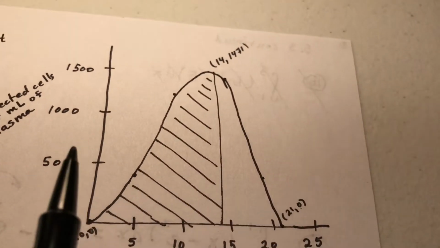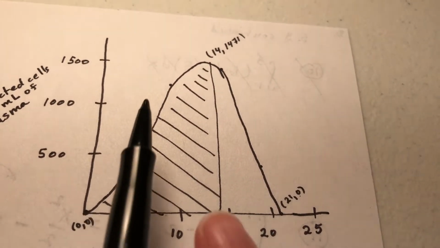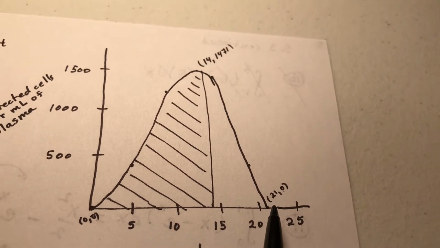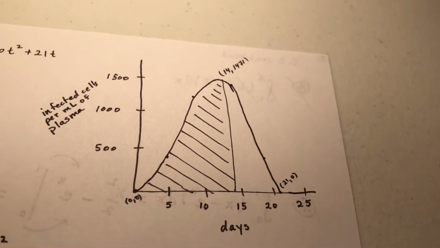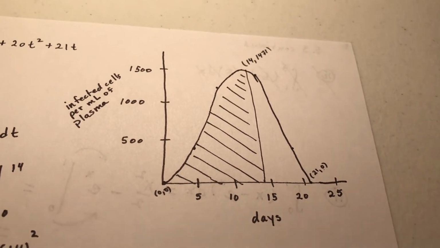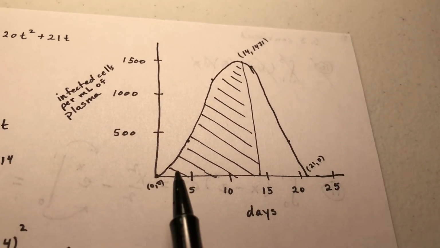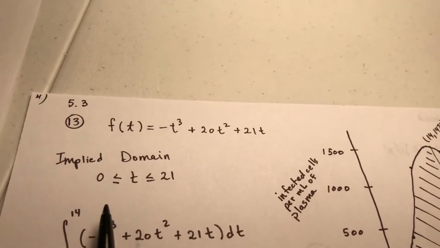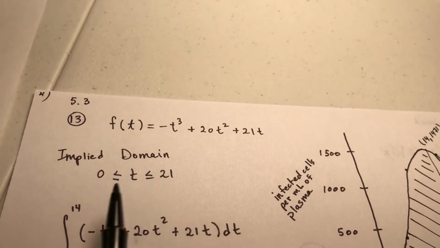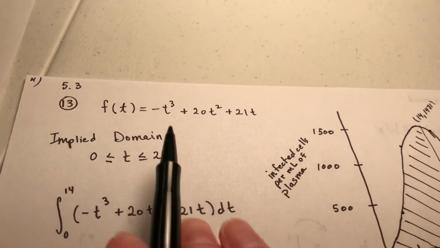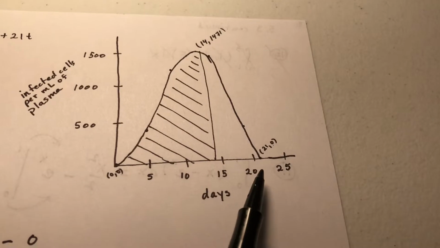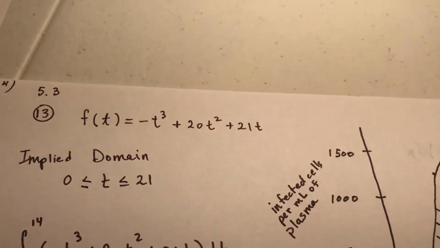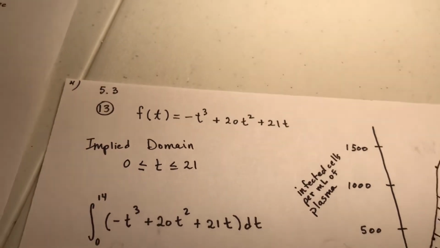And the implied domain, it starts at 0, this curve, and ends at 21. Because we're not going to have negative infected cells, and we're not going to have negative days. So your implied domain is from 0 to 21. So I wrote 0 less than or equal to t less than or equal to 21. You can get this from your calculator, the 21, to verify it. All I did was set that equal to 0 and solve for t.